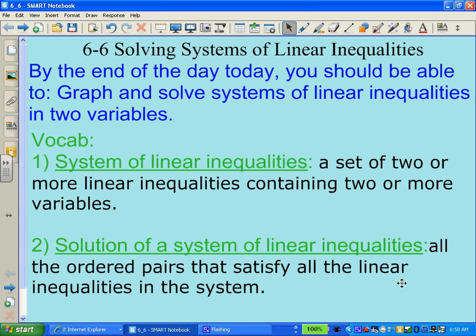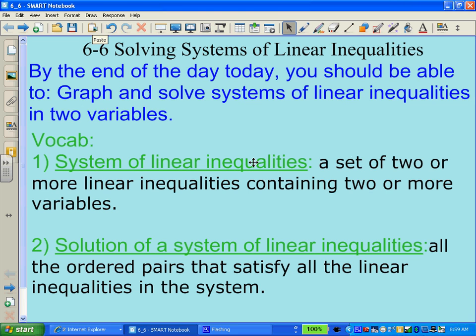Hello there, we're going to talk about 6-6 today, and this is solving systems of linear inequalities. So, in 6-5 we just had one linear inequality and we learned how to graph it, and here we're going to have two, sometimes three, and we'll graph both of them, and then the solution of the system will be any point in the area where the shading of your two graphs overlaps.